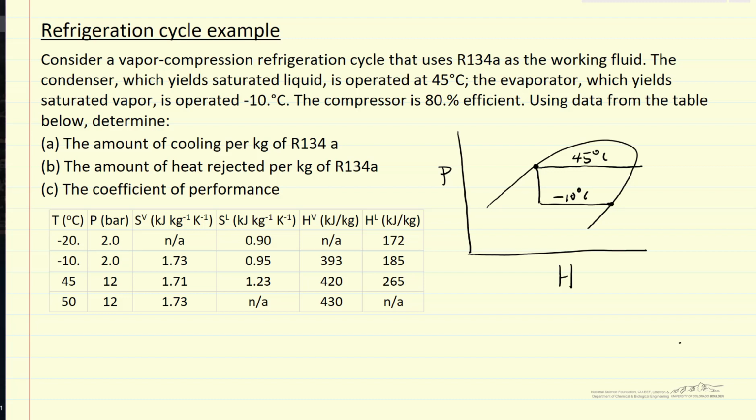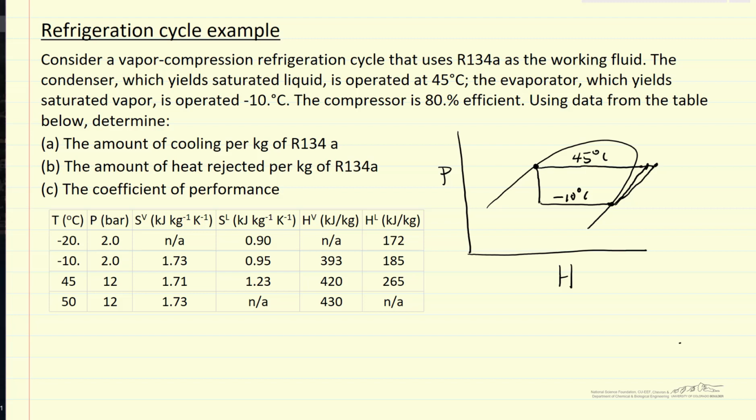And so then when we go through the compression, so let me extend this line a little bit. When we go through the compression, if we do it reversibly and adiabatically, then we see an increase in enthalpy because we're putting energy into the system. Well, this says efficiency is 80%, which means we're somewhere more to the right of this. We have to put more energy in to get the same pressure.